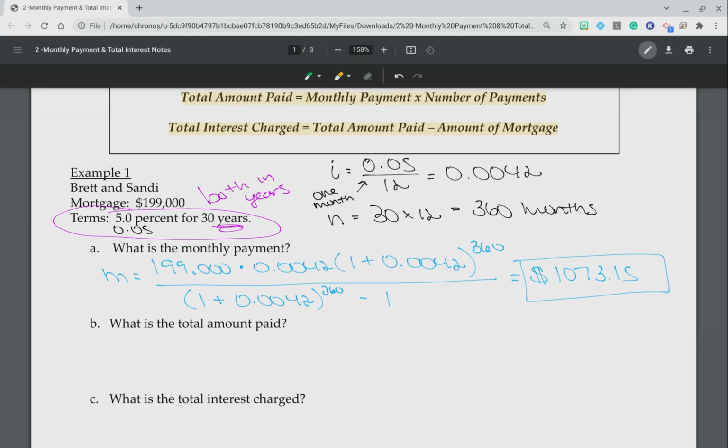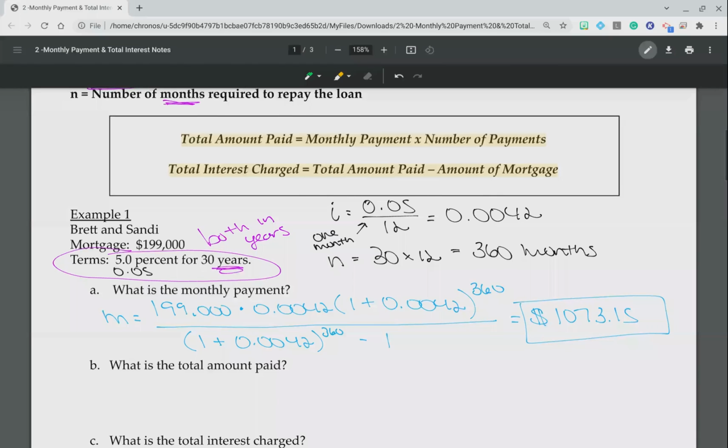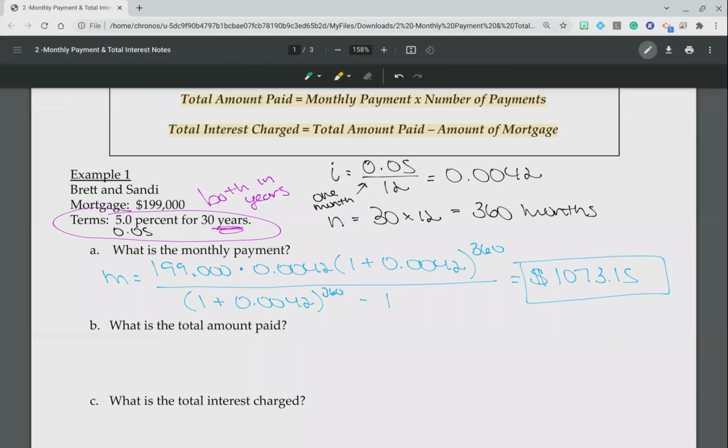Next question says, what is the total amount paid? So remember, that's going to be our monthly payment times our number of payments. So my monthly payment I just found times our number of payments, which remember is the same thing as N, which we found to be 360. So if we pay that amount each month for the entire term of the loan, we are paying $386,334 total.